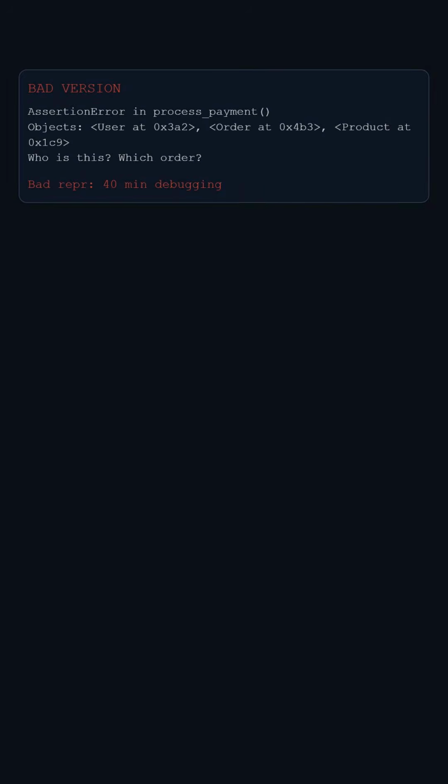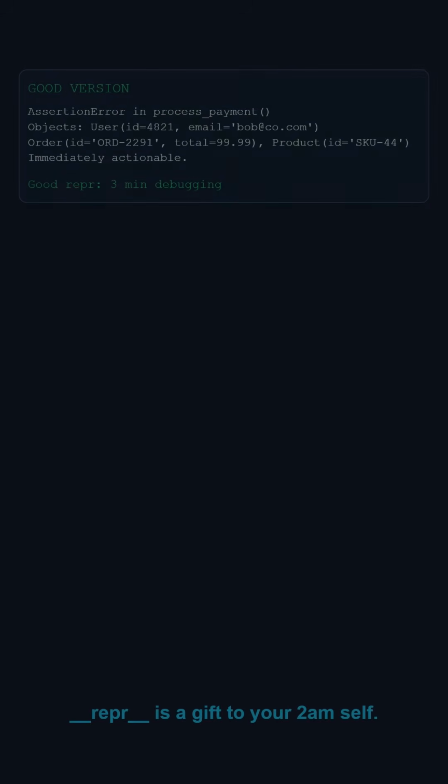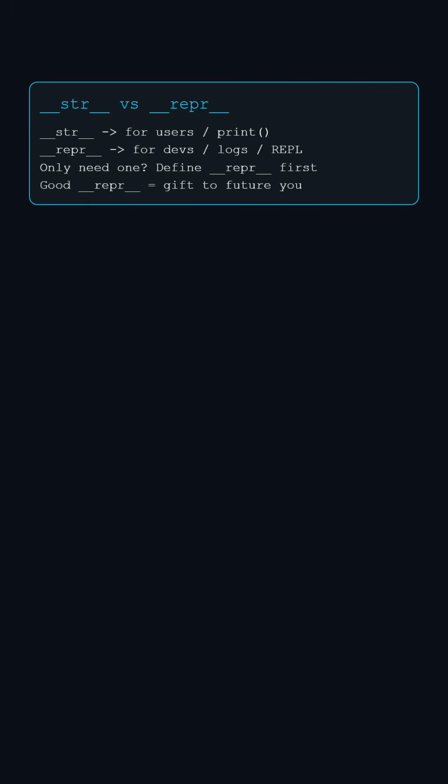The rule is pretty simple. Any class that lives beyond a script, any model, service, entity, domain object should define dunder repr. If users will ever print or log it, add dunder str too. Go look at your code base right now, find a class with no dunders, add dunder repr. You'll thank yourself the next time something breaks in production.